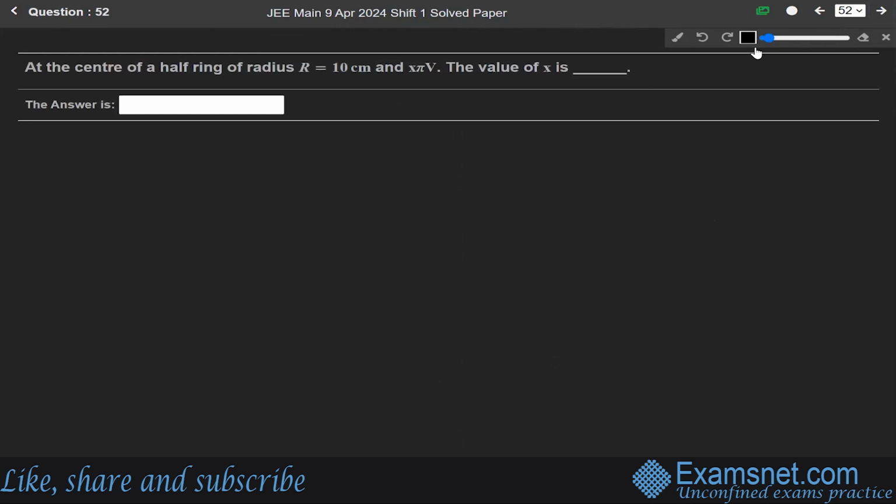Now next question 52. At the center of a half ring of radius r equals to 10 centimeter and x pi V, the value of x is. Okay, so this question is from the chapter of electrostatics, but I think the question is incomplete. Since it is asking to find the value of x and we are given only the radius r equals to 10 centimeter and x pi V. What is x pi V? So I think this is not the correct question.